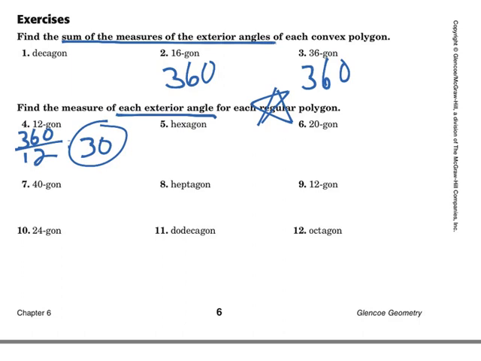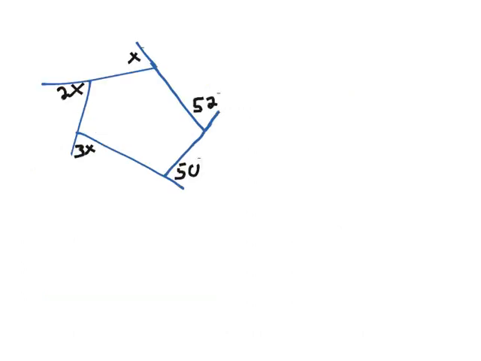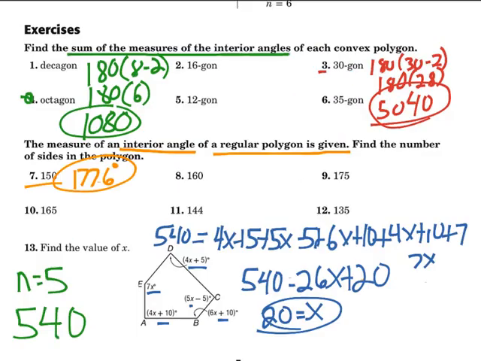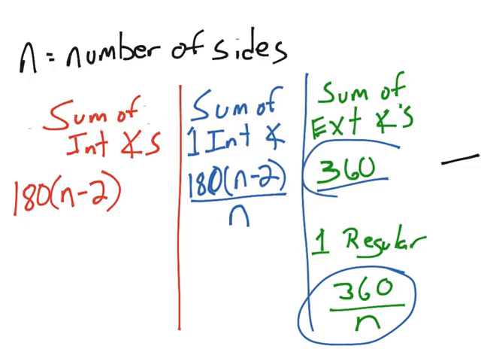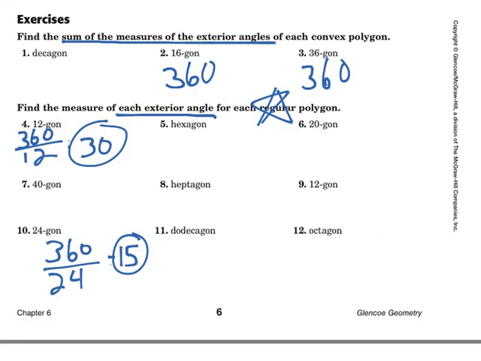And then let's do number 10 here. 24 is another big number. 360 divided by 24 is going to be 15. There it is. Those are my answers. And let's do one last picture. All the exterior angles in a figure add up to be 360 degrees no matter what.